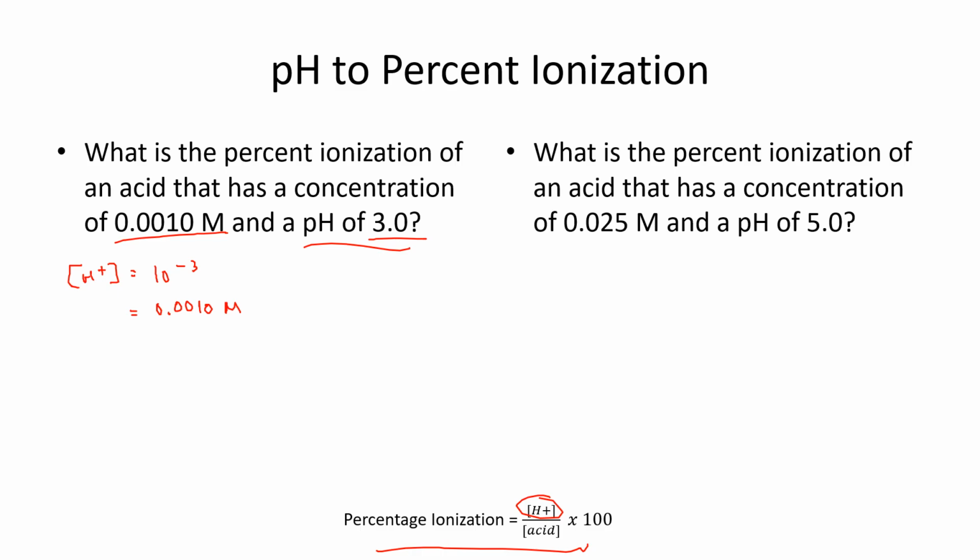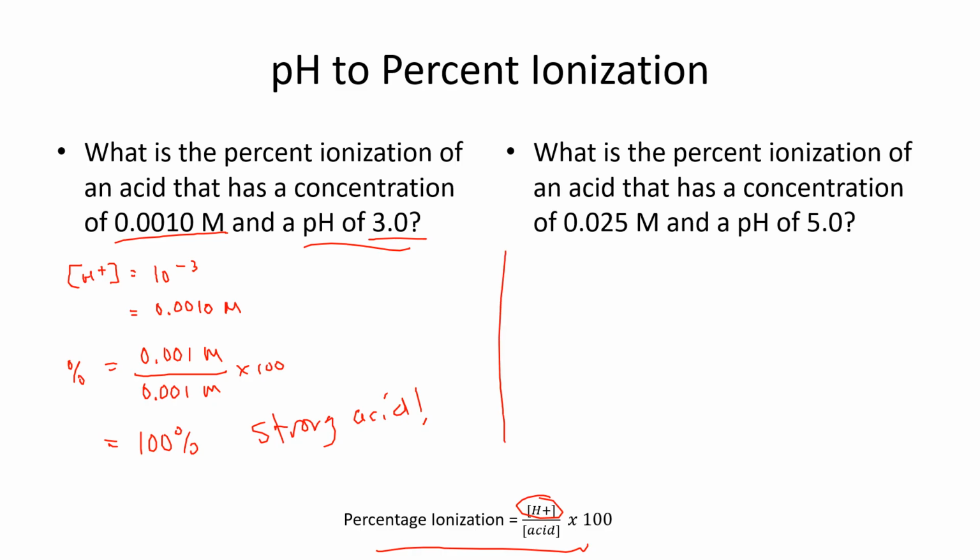So I think you can see where this is going. The percentage then is going to be the concentration of the hydrogen ions, which is 0.001 moles per liter, over the concentration of the acid, 0.001 moles per liter, times 100. And of course, that comes out to 100%. And that means that this is a strong acid. Yay, ding, ding, ding. Now, you can probably see where this one is going too.